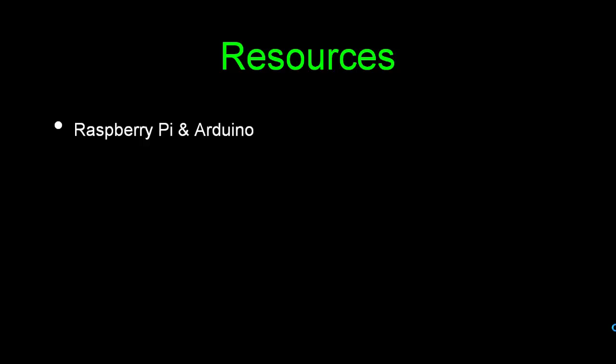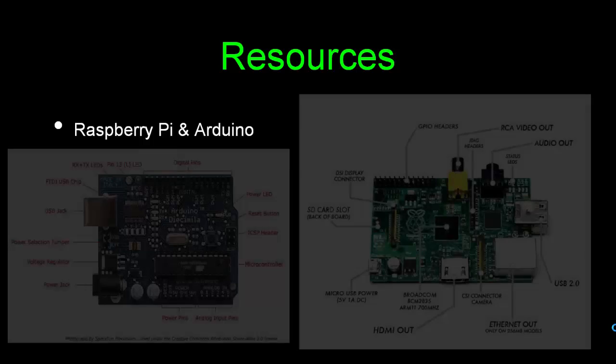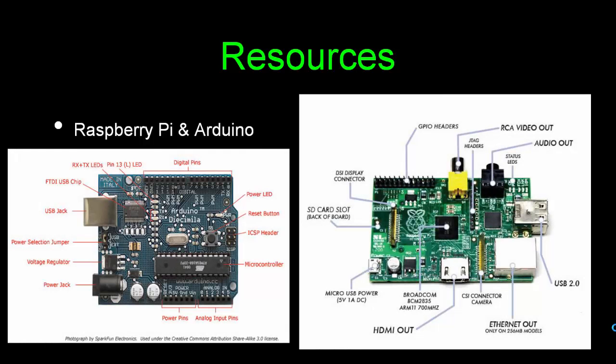And these are systems that, when they're programmed correctly, and once you learn how to do these, you can use them for all kinds of things, and they're very useful and very flexible. There's a little bit of difference between the two. You'll see the Raspberry Pi is on the right and the Arduino is on the left.